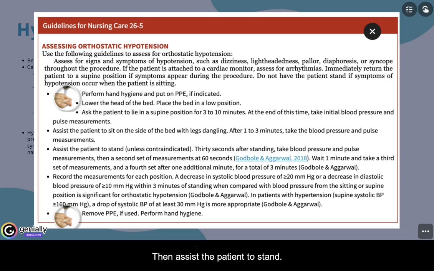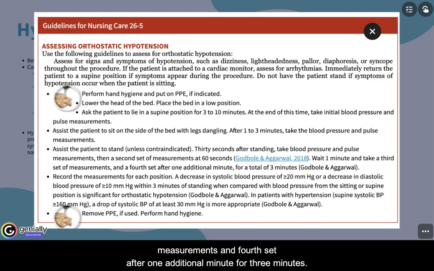Then assist the patient to stand, and after 30 seconds of standing, take the blood pressure and pulse again, and then a second measurement after 60 seconds. You wait for 1 minute and take a third set of measurements, and a fourth set after 1 additional minute, for 3 minutes. So record these measurements for each position. A decrease in systolic of greater than 30 or diastolic greater than 10 within 3 minutes of standing, when compared with the blood pressure from sitting to supine, shows significant classic orthostatic hypotension.